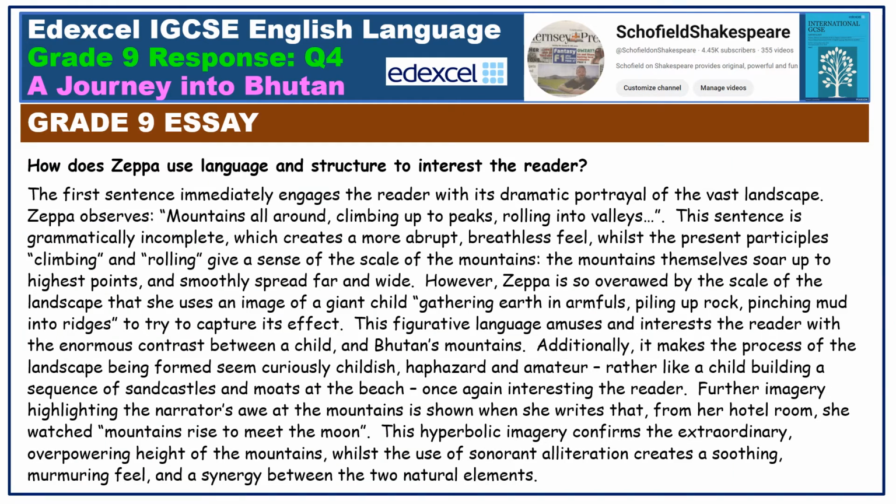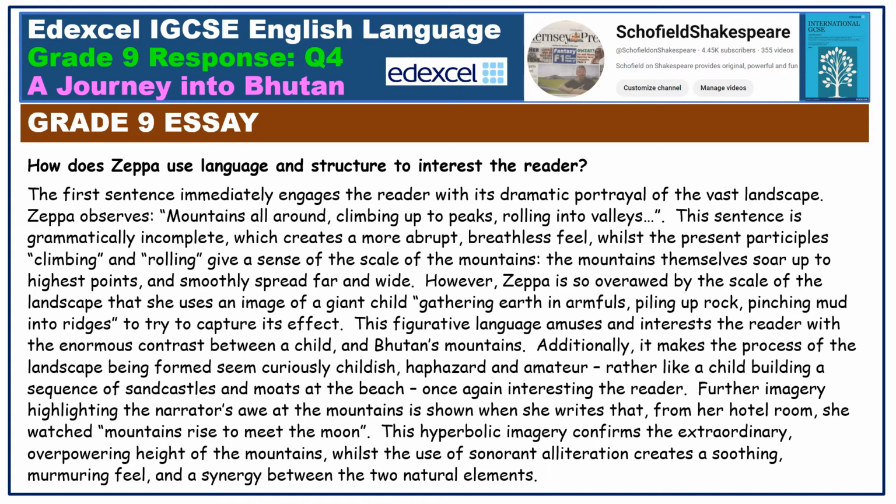The first sentence immediately engages the reader with its dramatic portrayal of the vast landscape. Zeppa observes mountains all around, climbing up to peaks, rolling into valleys. This sentence is grammatically incomplete, which creates a more abrupt, breathless feel. Whilst the present participles climbing and rolling give a sense of the scale of the mountains, the mountains themselves soar up to the highest points and smoothly spread far and wide.